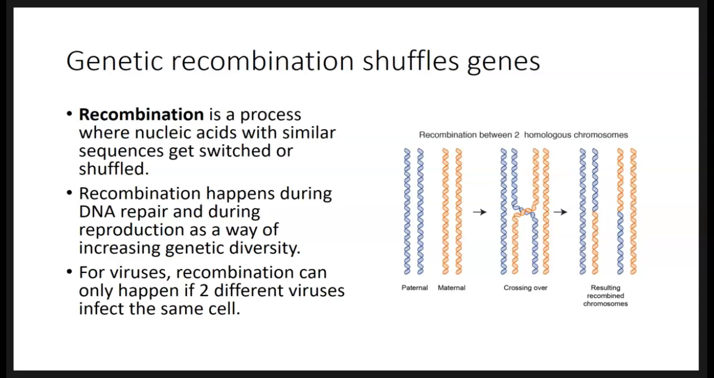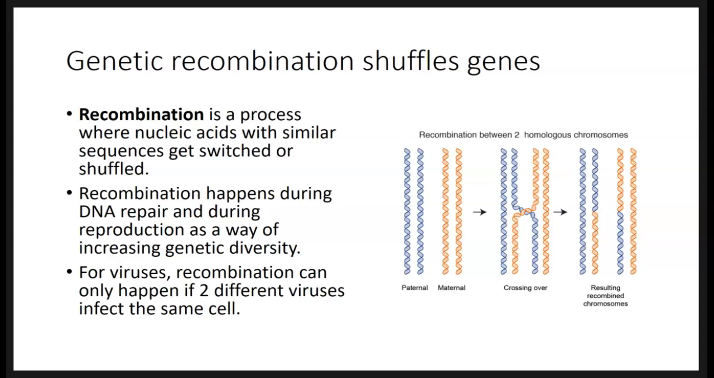One thing that this paper does discuss is genetic recombination in viruses. So recombination is a process where nucleic acids that have similar sequences get switched or shuffled. And so this happens in a number of different types of biological organisms. It happens when DNA is repaired when it's damaged inside of cells. And it also happens when our cells go through meiosis as a way to increase genetic diversity.